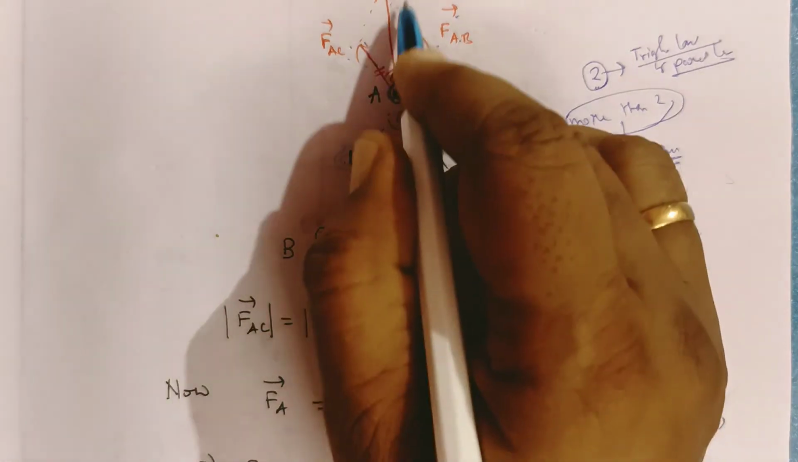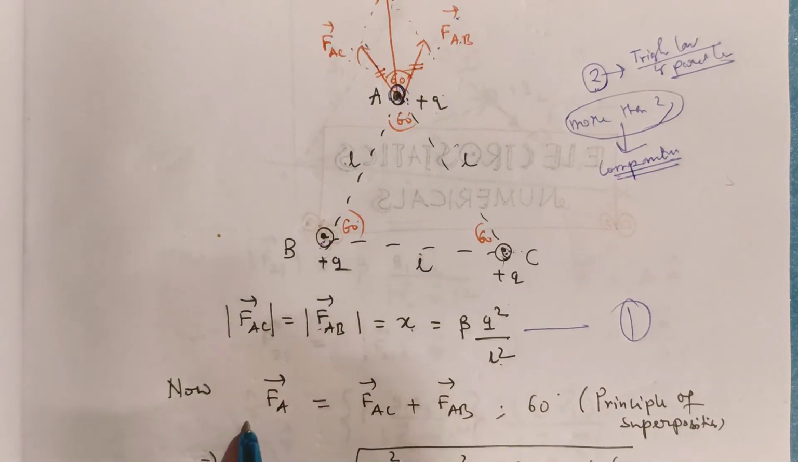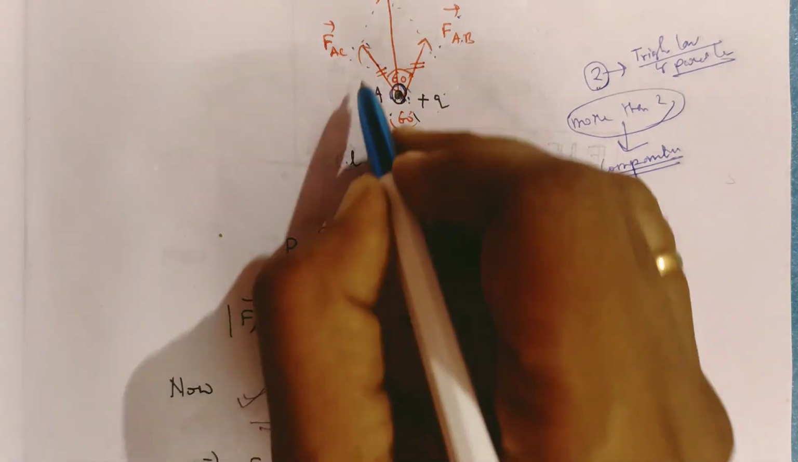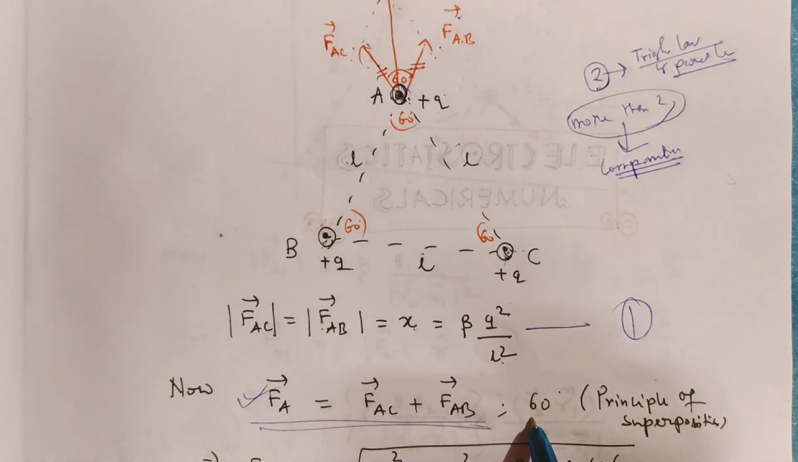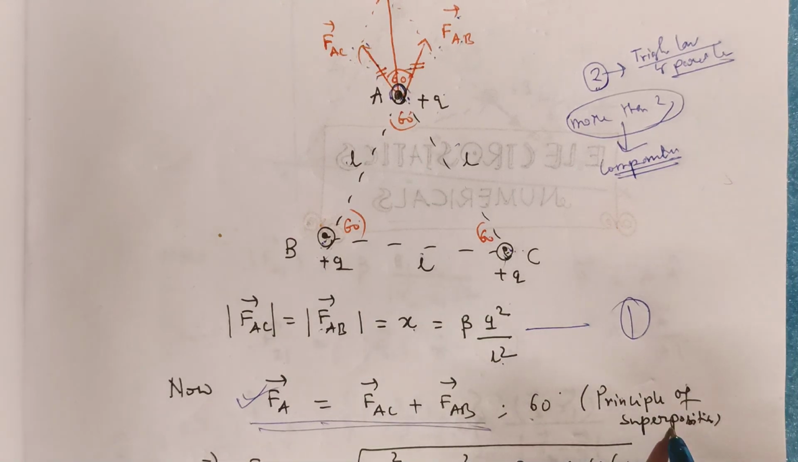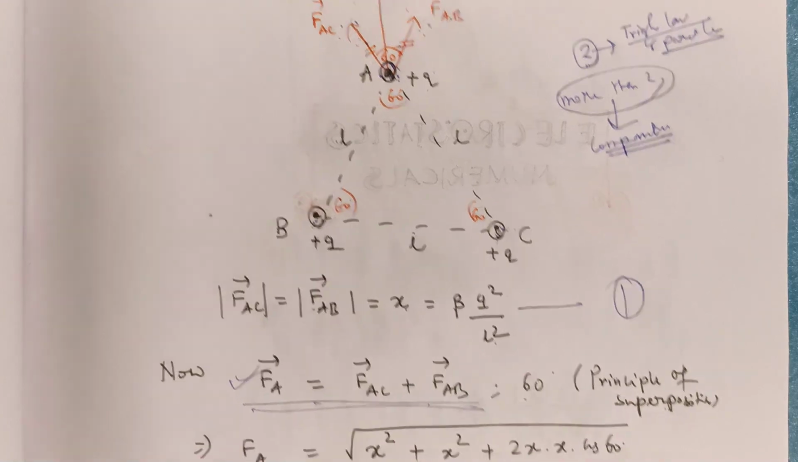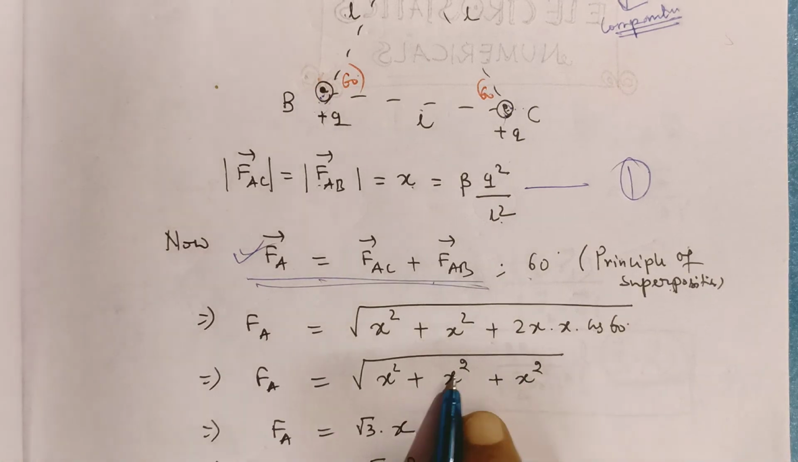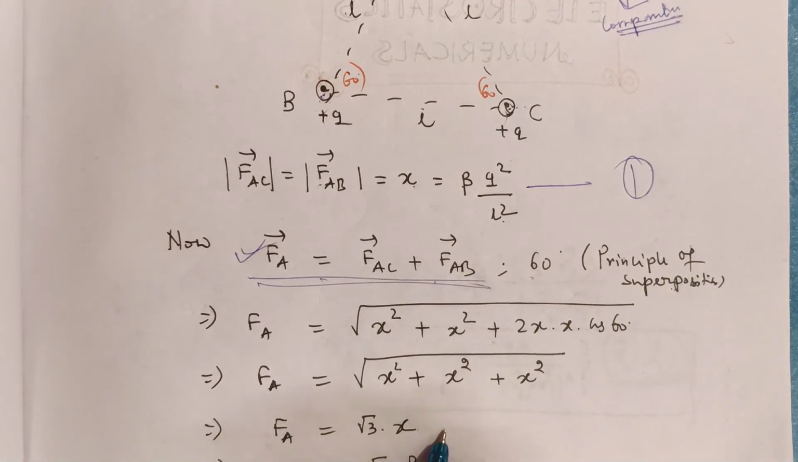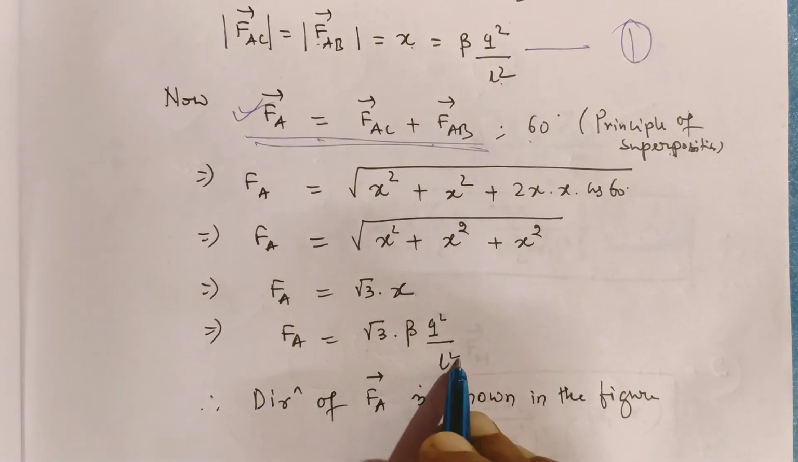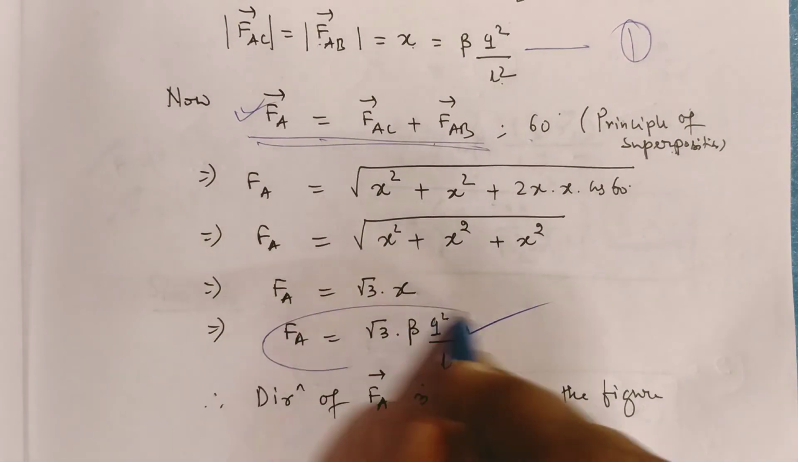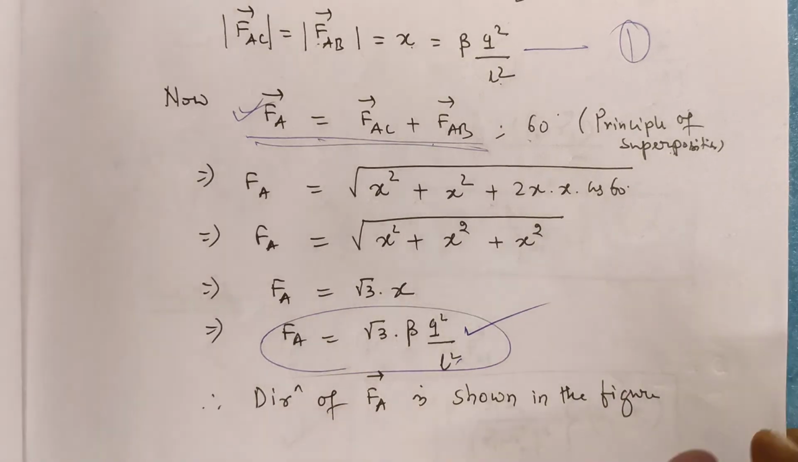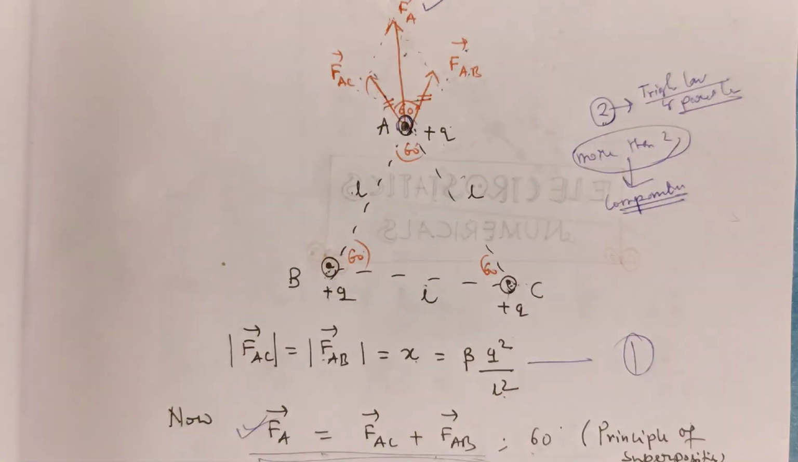Then we have to calculate the F_A vector. Resultant force means we will write it this way with the vector sign. And the angle between the two vectors is 60 degrees, so I have written 60 degrees. This is known as the principle of superposition. We have read a property of Coulomb's force: it obeys the principle of superposition, that means it obeys the vector law of addition. Now using the formula root of a square plus b square plus 2ab cos theta, cos 60 degrees is half, cancel, x square, 3x square, you take root over, root 3 x, and x is calculated as beta q square by L square. So the resultant force magnitude is root 3 beta q square by L square, and the direction of the resultant force is given in the diagram.